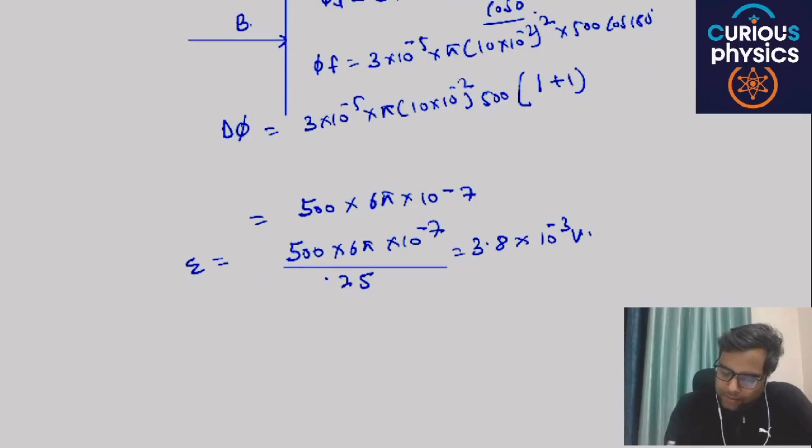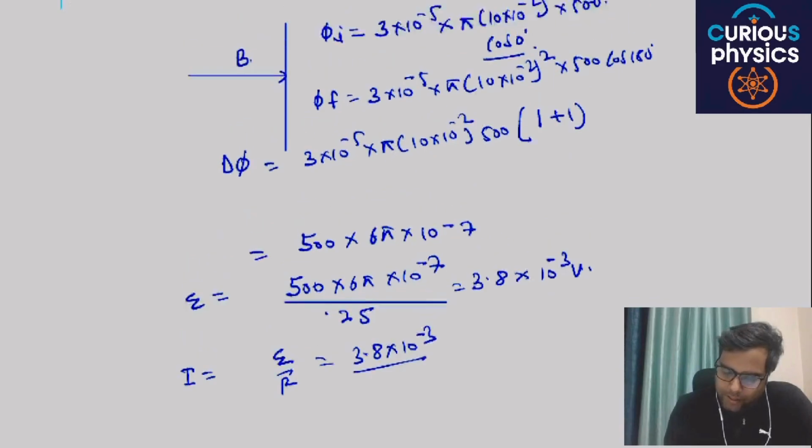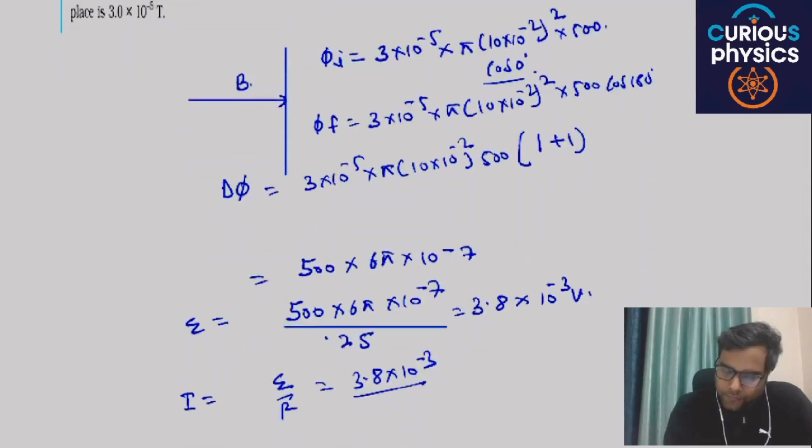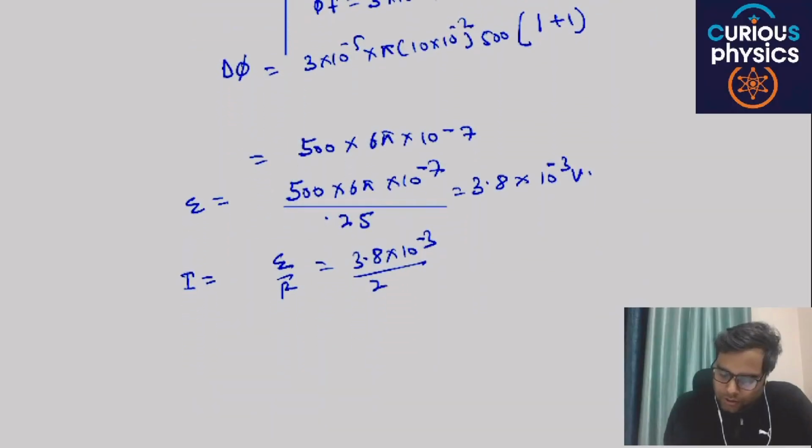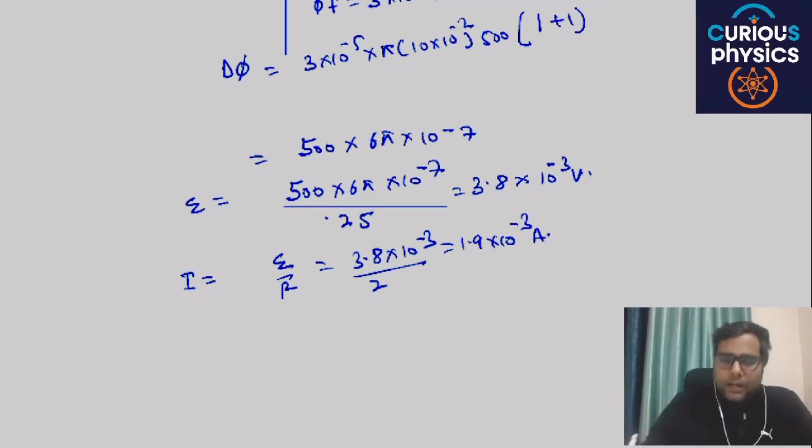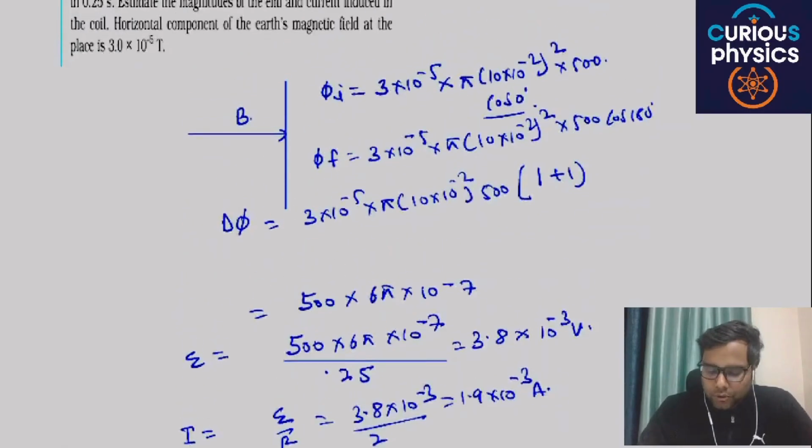And same as the previous question, the induced current will be E by R, so 3.8 into 10 raised to power minus 3 divided by the resistance, which is 2 ohm. The value will come out to be 1.9 into 10 raised to power minus 3 ampere. Are you able to understand my point or not? This is basically how you use Faraday's law.